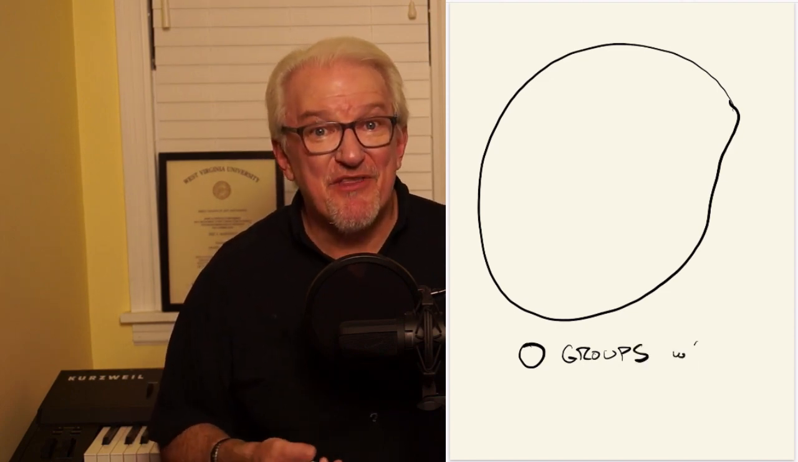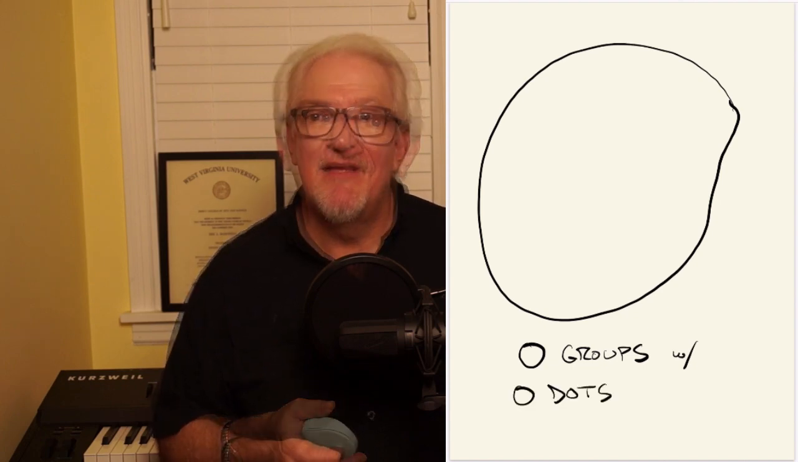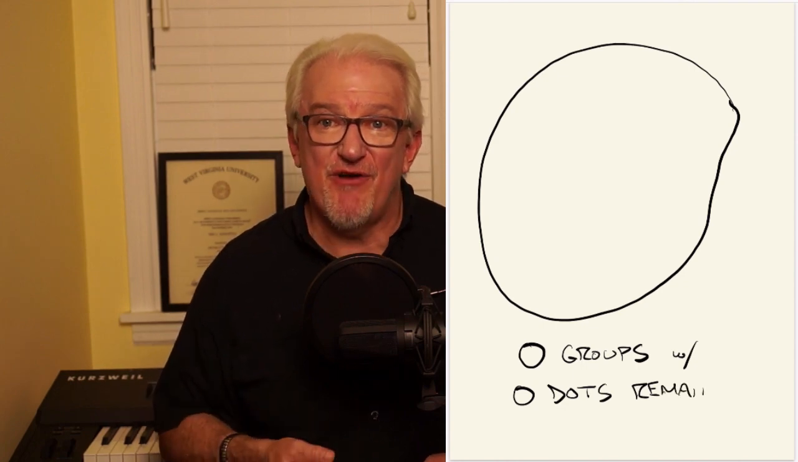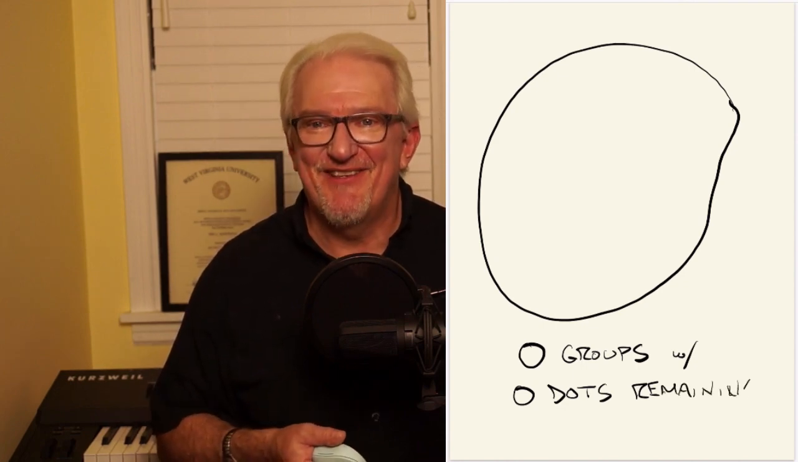Well, this task is completed before it's ever begun. We find 0 groups of 3 dots in our picture, so there's nothing at all to circle. And we see that the number of dots that remain, 0 dots, is both non-negative and less than 3. Therefore, 0 divided by 3 produces a quotient of 0 with a remainder of 0.